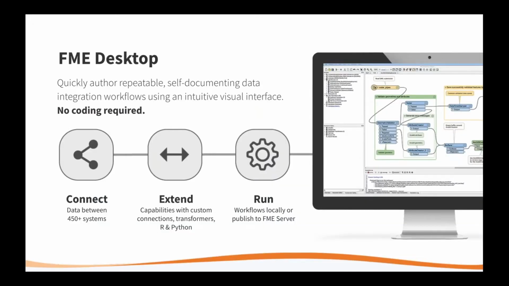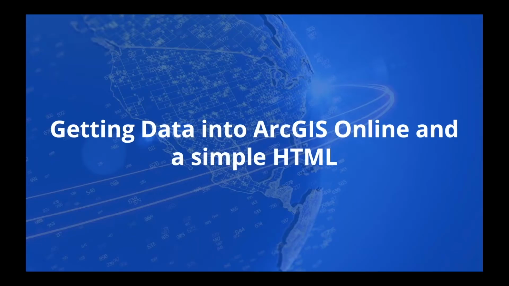With FME Desktop, you can connect your different data systems, use our transformers to do something with your data, and then you can either run this workflow over and over again locally on your desktop, or you can publish it up to Server where you can automate the workflow. So let's get started with our first demo. So this is how to get data into ArcGIS Online and a simple HTML.